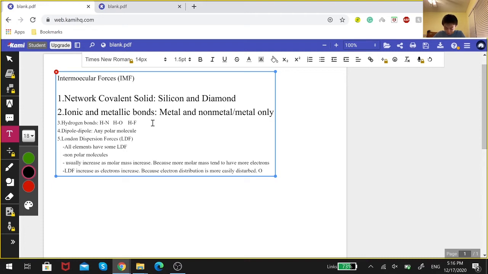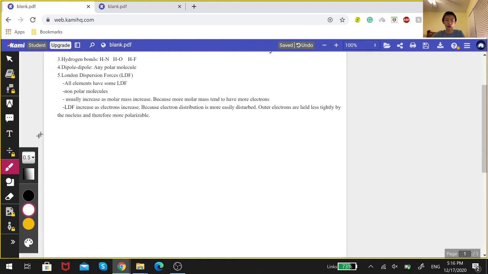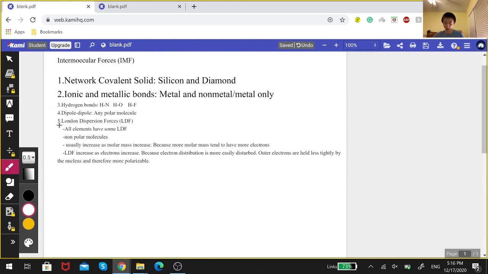Outer electrons are held less tightly by the nucleus and are therefore more polarizable. Polarizable means higher LDF, right? So the higher the LDF, the higher the boiling point and the melting point, and the harder it is to break the bond. Now, an element can have multiple intermolecular forces. So let's take a look at two examples over here.